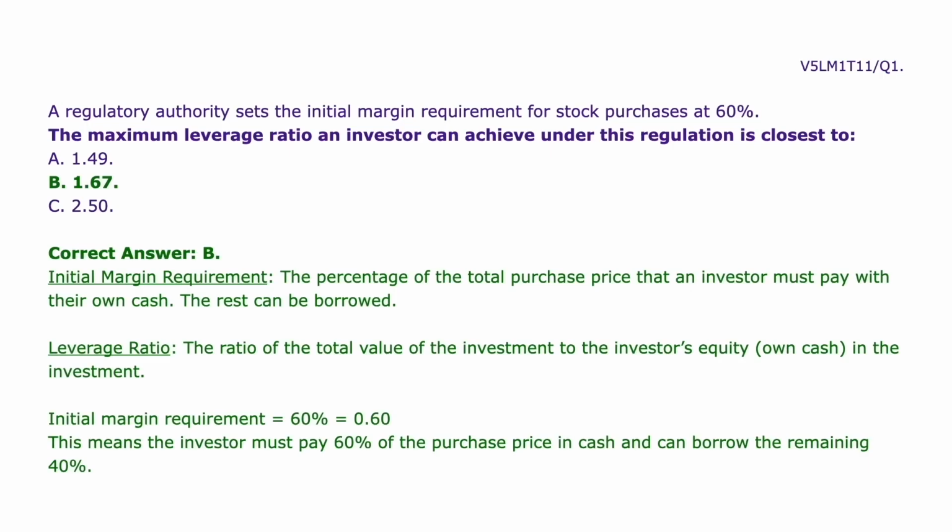Initial margin of 60% means the investor must put up 60% of the purchase value with their own money. Maximum leverage equals total position value divided by the investor's own equity. Total position value is 1. The investor's own equity is the initial margin requirement. So, maximum leverage equals 1 divided by the initial margin requirement, equals 1 divided by 60%, equals 1.67.